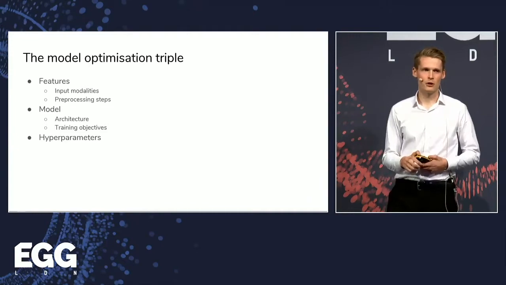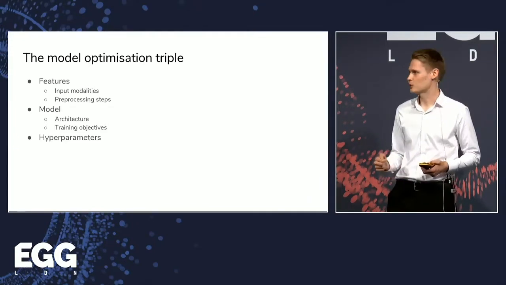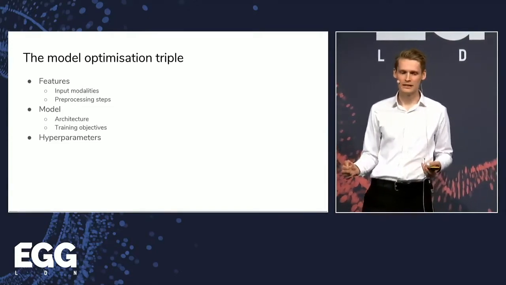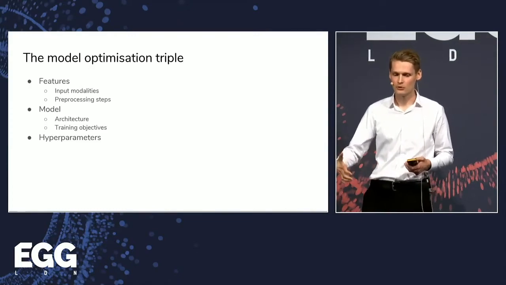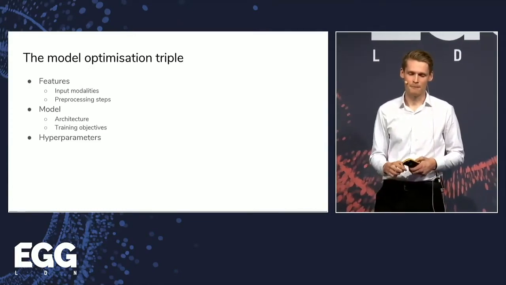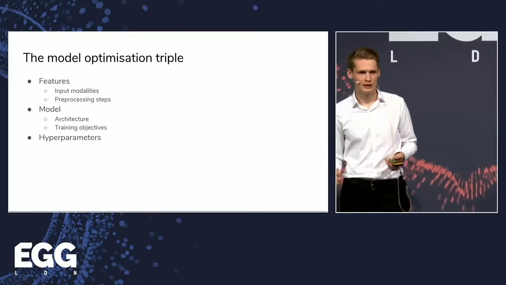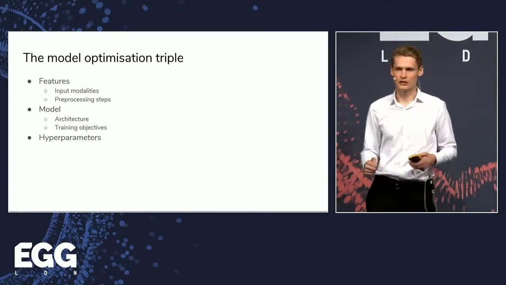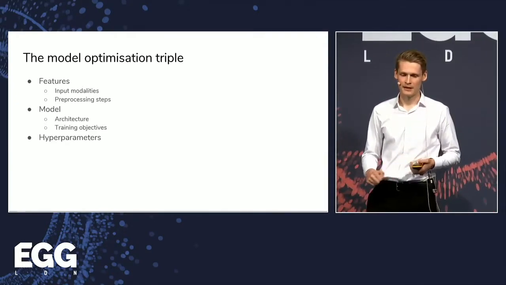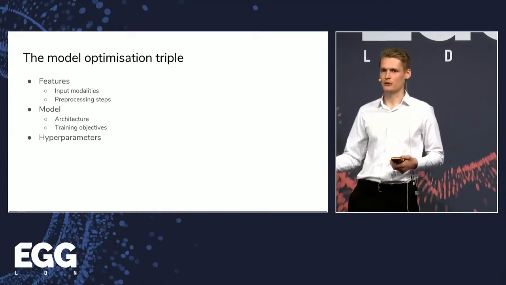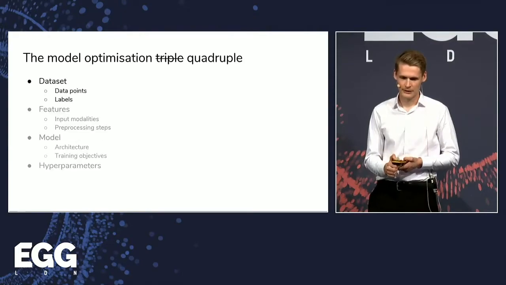So when we talk about optimizing a model, there are three factors that we consider. There are the features, which can come from different input modalities like image and text. These inputs are transformed using pre-processing. There's the model with its architecture and the different training objectives that you optimize for. With classical machine learning, you usually just have a single objective, but with deep learning, you can do multi-objective learning as well. And then there are hyperparameters, which are parameters that you don't learn from the data, but you set, which influence how the model works.